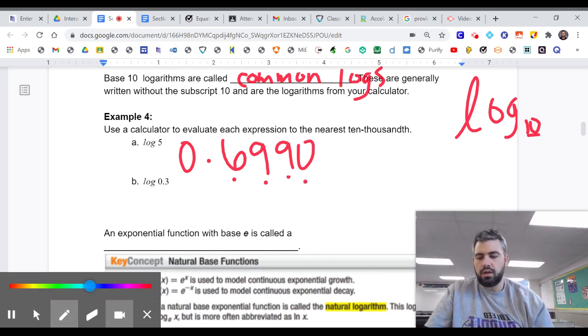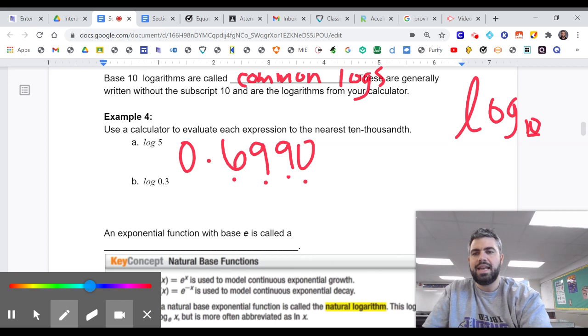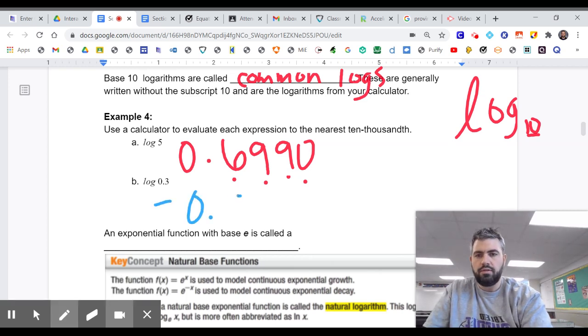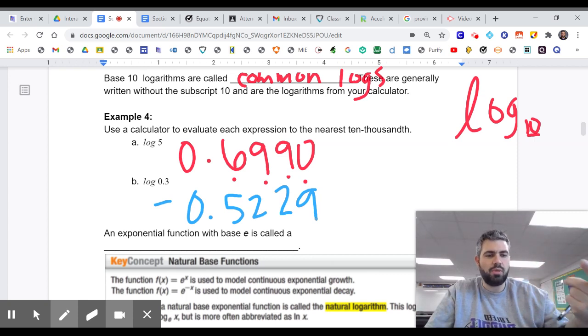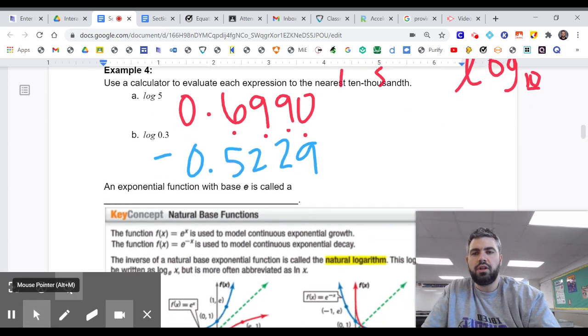Next one is log of 0.3. Put that in, and I get negative 0.5229. Now, why do you think it's going to be a negative when I put in a number that's less than 1? Well, remember, this is log base 10. So to evaluate it and get something less than 1, we're going to need an exponent that's smaller than 1. So 10 to the something smaller than 1 is going to be this. Okay, so those are special logs called common logs.